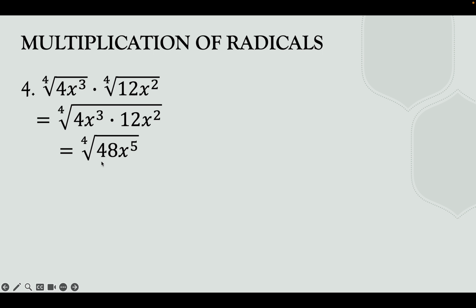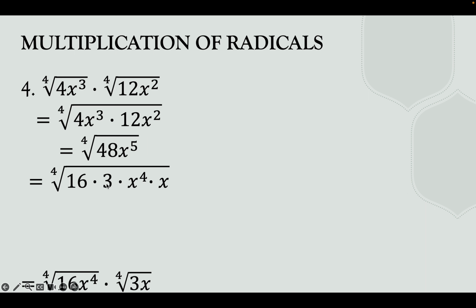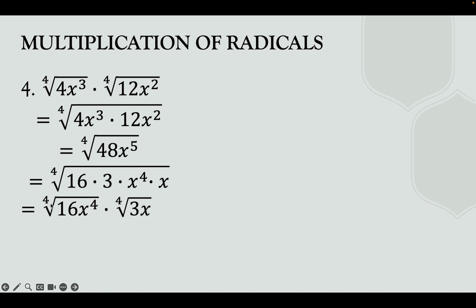To simplify this one, we need to factor 48. One of the factors must be a perfect fourth power and the other a non-perfect power. So we have fourth root of 16 times 3, and then factor also x raised to 5. So we have x raised to 4 times x. So we have fourth root of 16 x raised to 4 times fourth root of 3x.